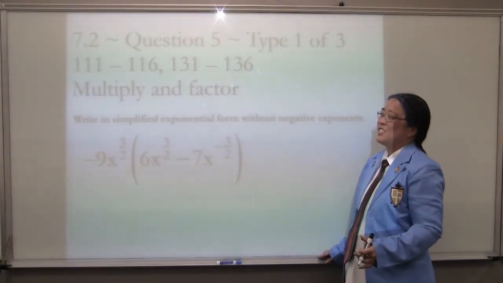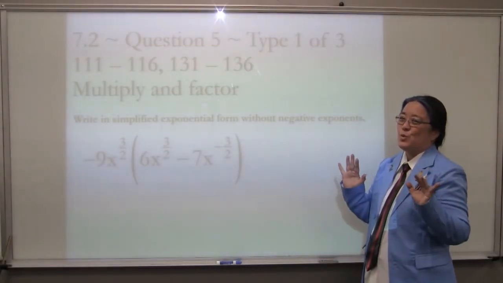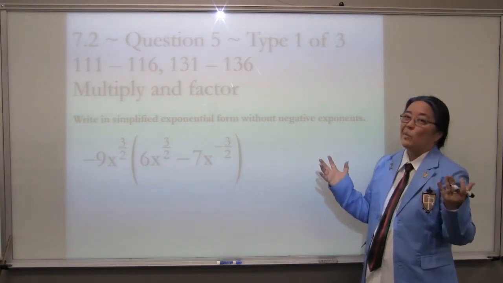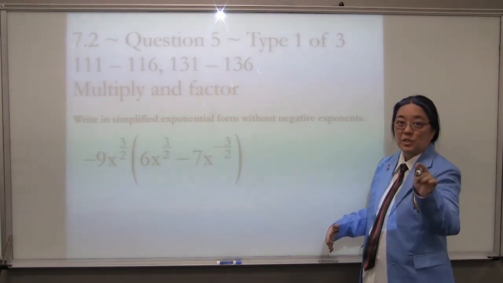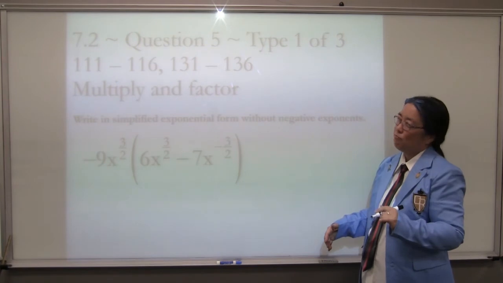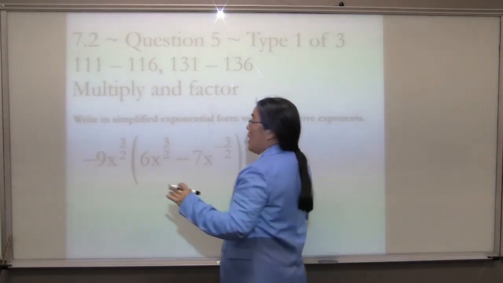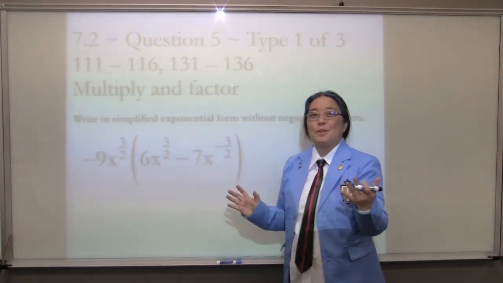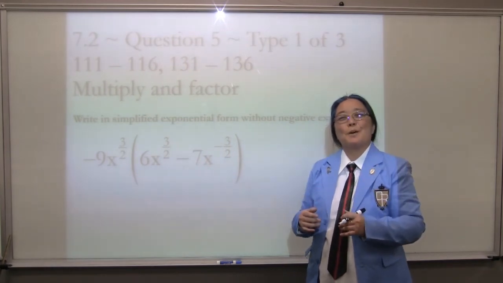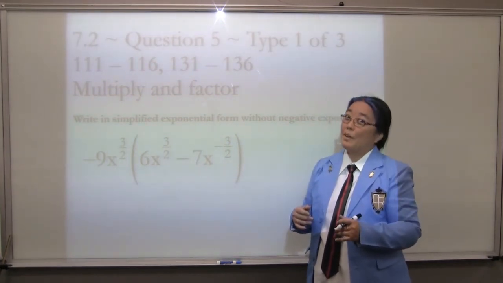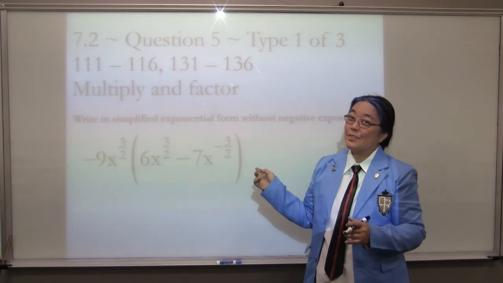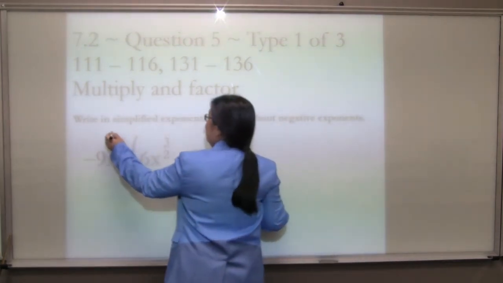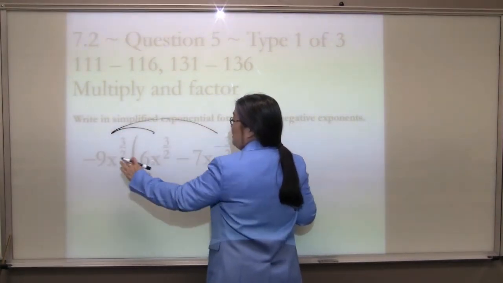Chapter 7, Section 2, Question 5. Ooh, type 1 of 3. What a bummer. There are 3 types of questions you could have as a question 5. All right, here we go. Oh, look, it's the distributive property. We've been doing the distributive property since Chapter 1, but we haven't been doing it with fractions for exponents. Same way, we're going to multiply and multiply.